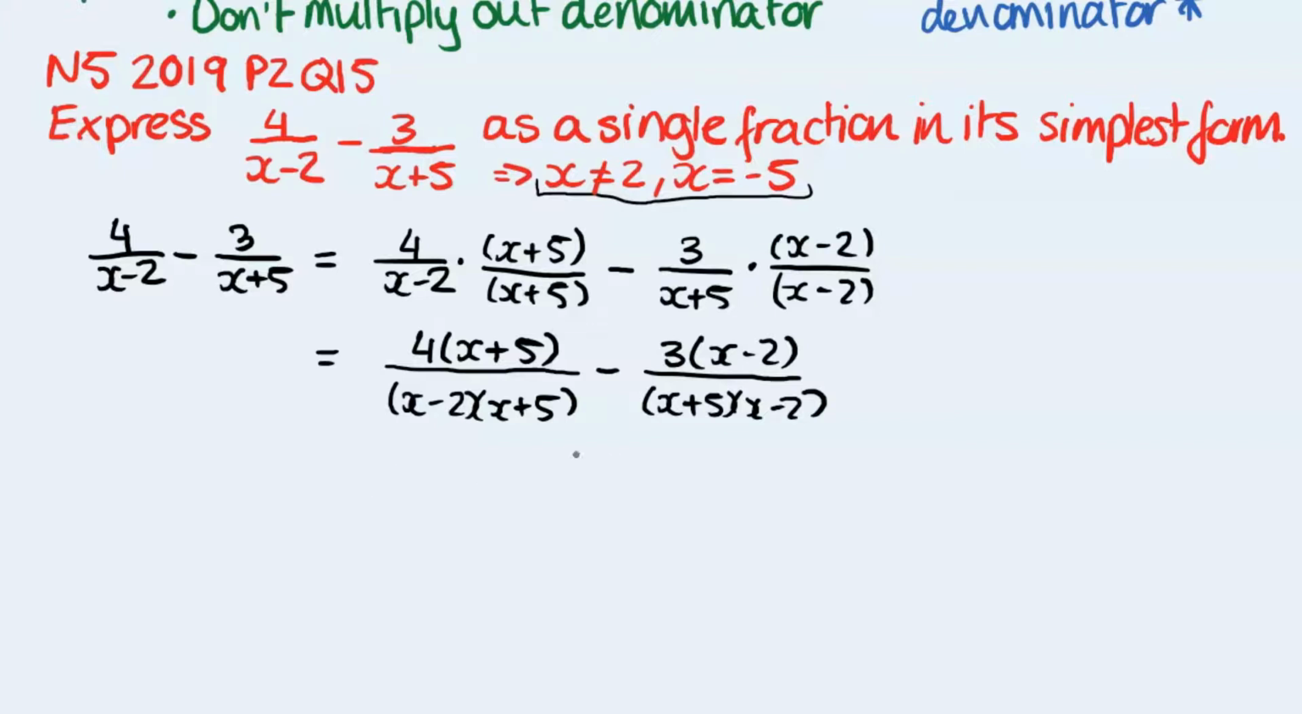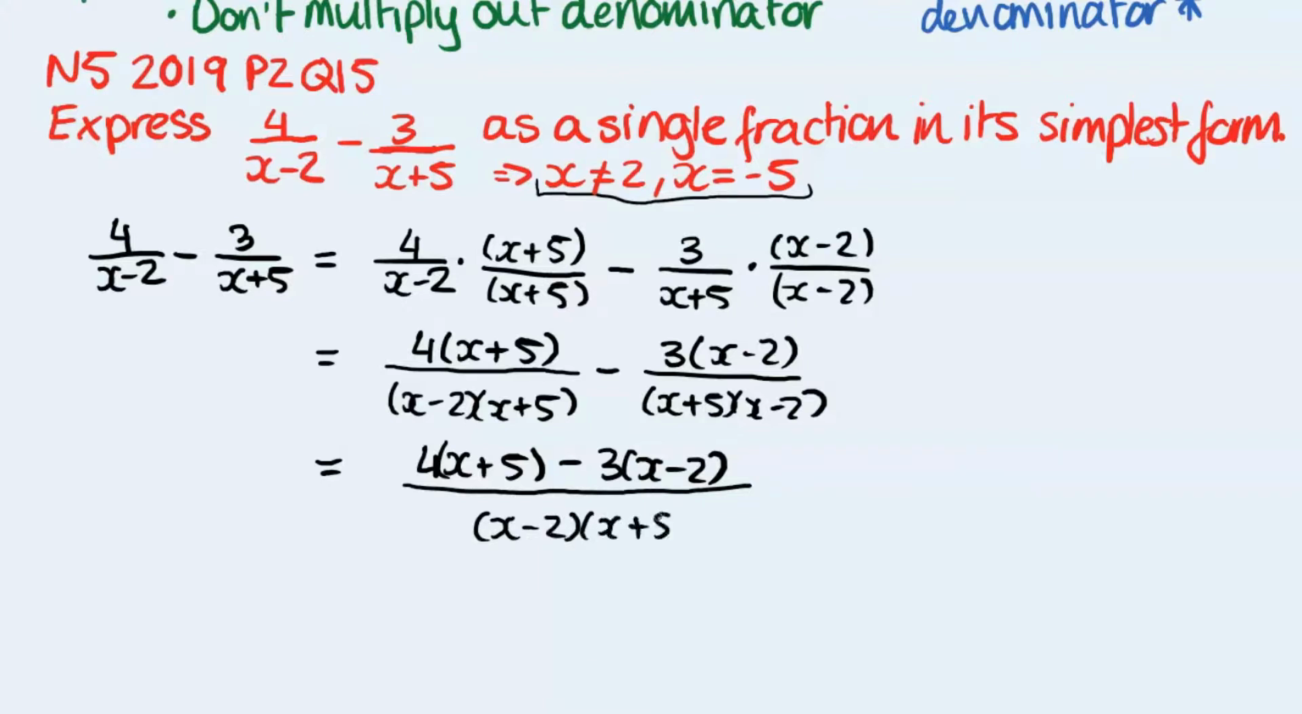Okay, so far so good. What you want to do at this stage is multiply out the numerator and just leave the denominators. We have the exact same denominator, so what we can do is write 4 times x plus 5, and then 3 times x minus 2, all over x minus 2 and x plus 5. We can combine it like this because the denominators are the same anyway.